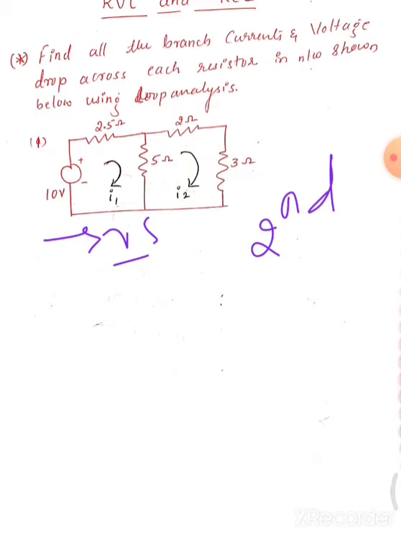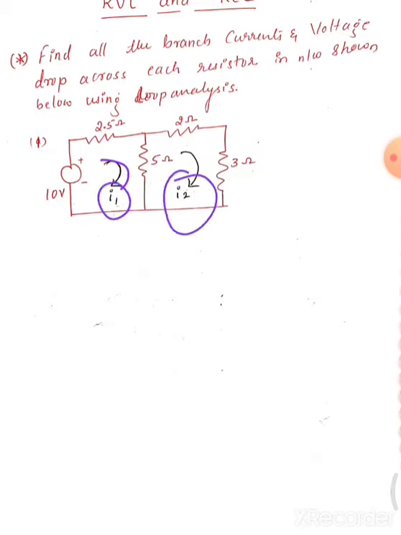Remember, however many loops there are, that many equations you get, and you have to solve those equations by using your calculator, then you will get your answers easily. Let's start doing it. So let's say these are two loops, first loop and second loop. We have taken loop current I1 and loop current I2.